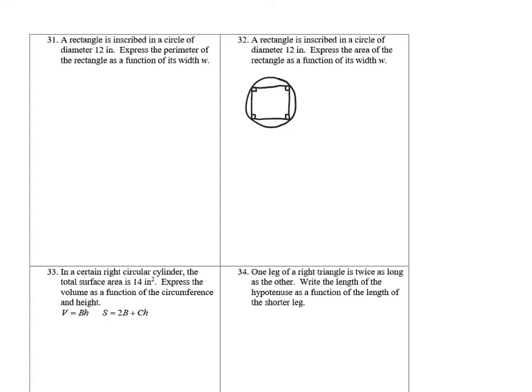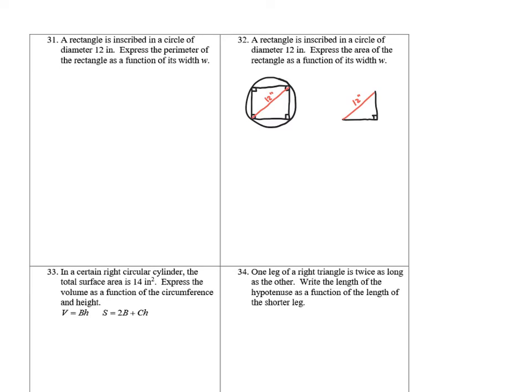Now I want to tie together the dimensions of the rectangle and the dimensions of the circle. So I'm going to draw the diameter from corner to corner. This is going to be 12 inches. And then I'm going to actually take this triangle out of the circle, just like this, where this is 12 inches. So I've pulled that triangle out, and it's a right triangle. It says express the area of the rectangle as a function of its width.